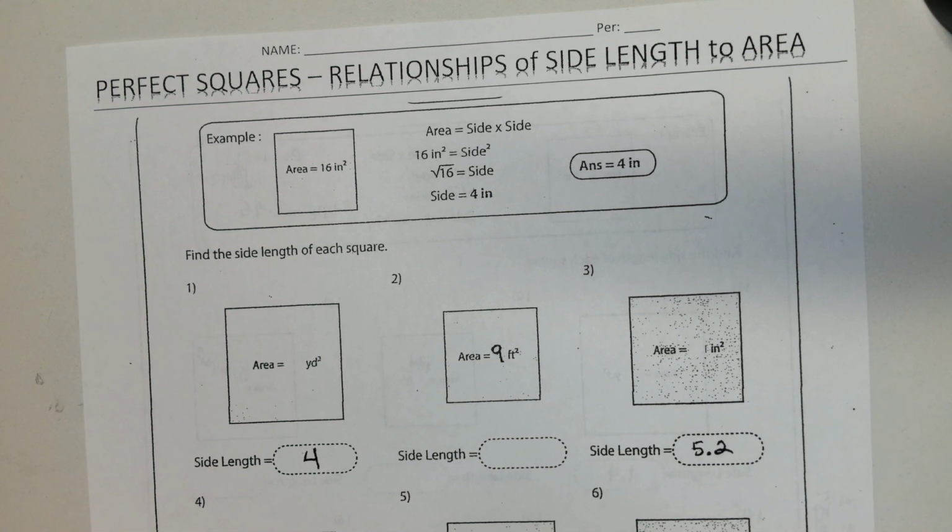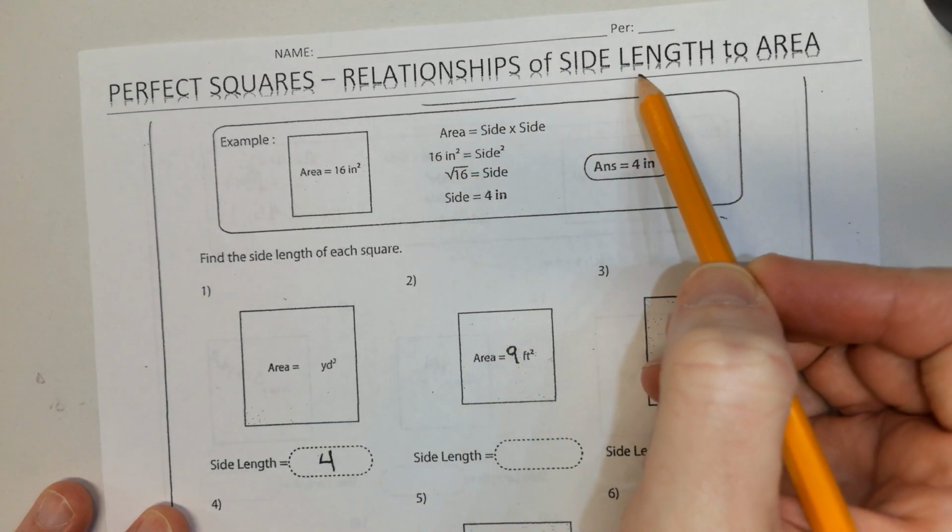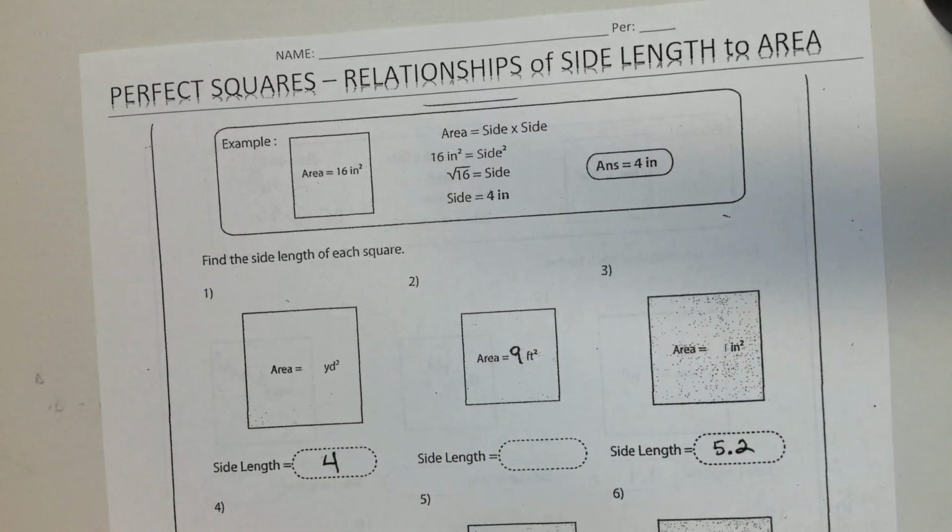So we're going to talk about perfect squares' relationship between the side length to the area of a perfect square. Now listen, you have to know the relationship between the side length and the area of a perfect square. You're not going to be able to make it through this next unit. You're not. Okay?